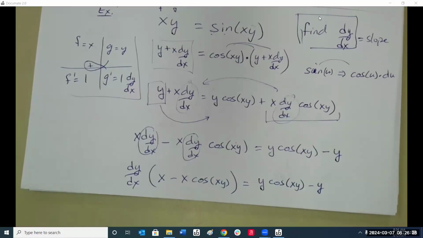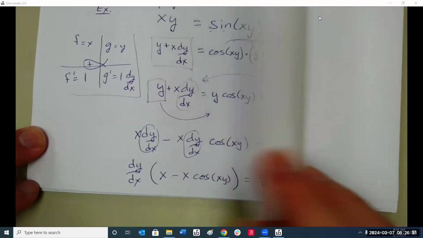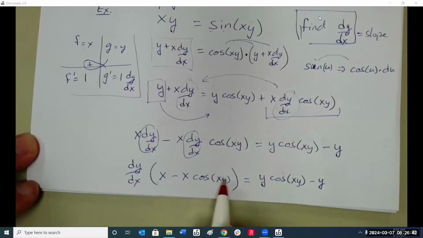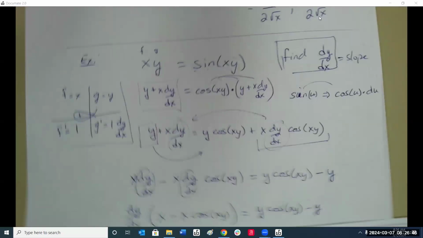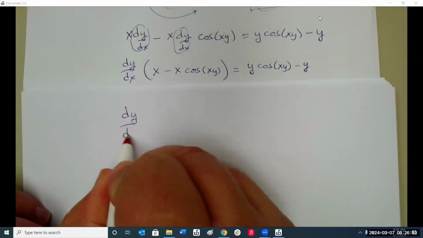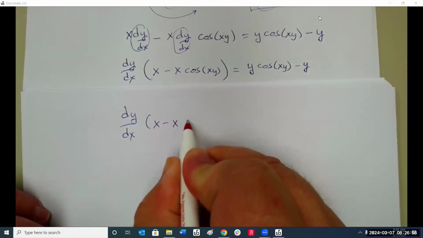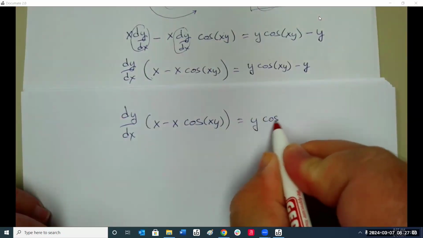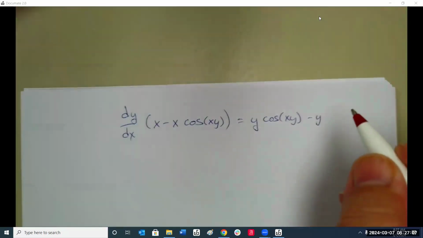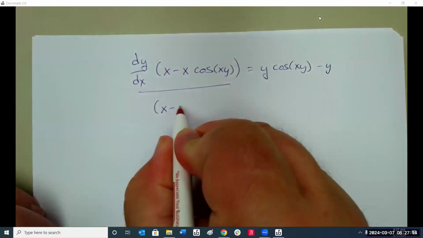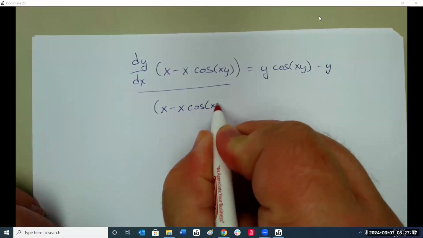We're not done yet. What do you do next? Yes, we have to get rid of this by dividing. Very good. So we have dy dx times x minus x cosine xy equals y cosine xy minus y. So I divide both sides by x minus x cosine xy.